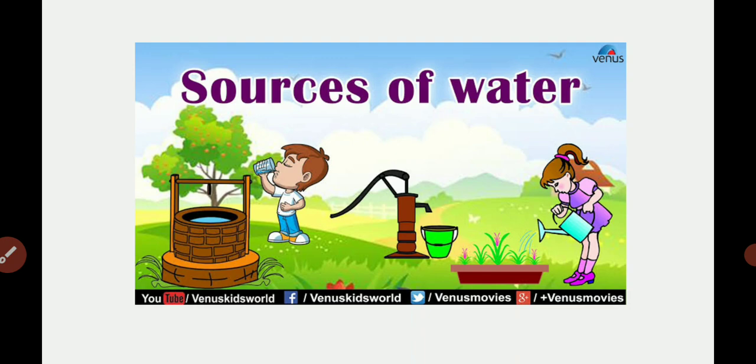Surface means what? Water we get on the surface of earth. And groundwater means what? Under the ground. Examples are wells and hand pumps. Rain is the main source of water. Rainwater fills ponds, rivers, lakes. Rainwater falls on the earth.